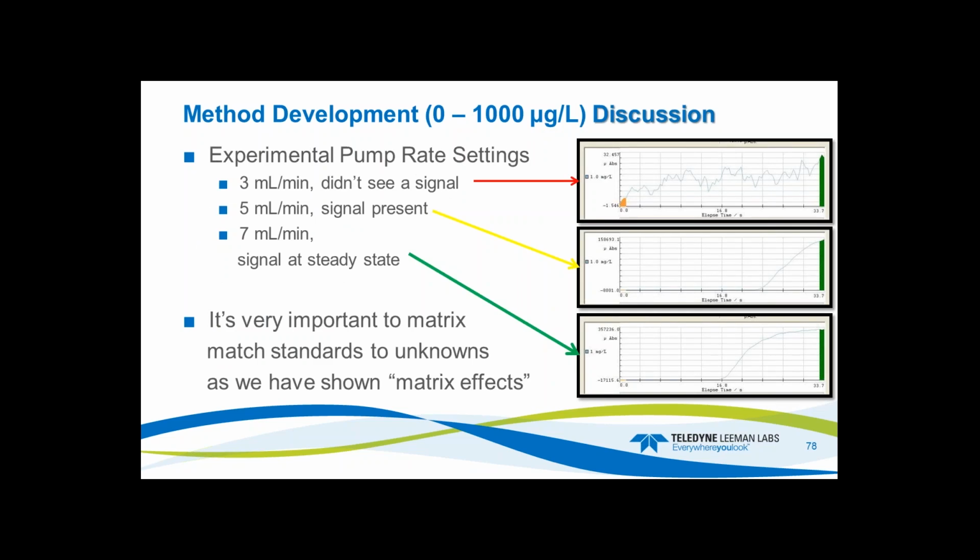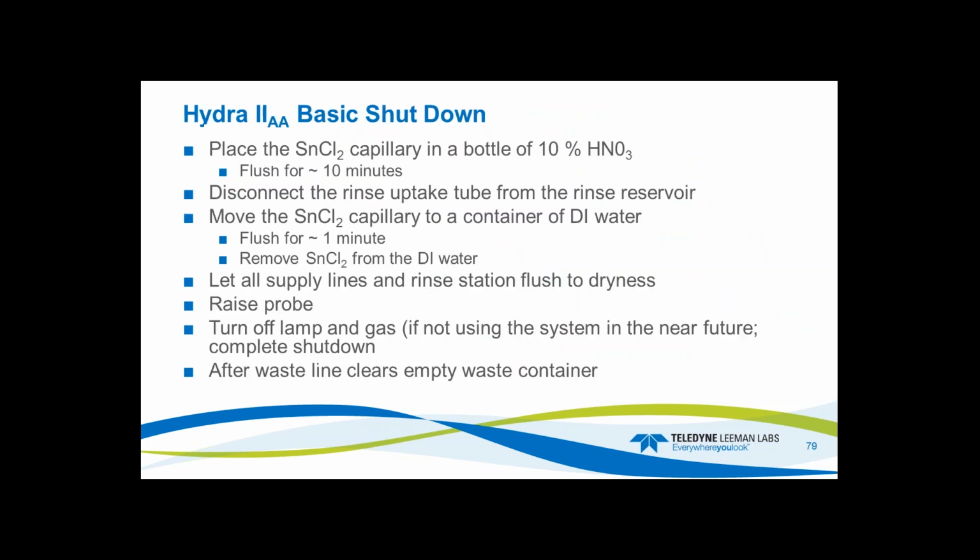So again, experimental settings. When I was doing this method, very quickly, I set it at 3 mils, 5 mils, and 7 mils. Over on the right, I didn't see a signal. I saw a signal, but it was still rising. But it wasn't that steady state. So the 7 mil per minute gave me a nice steady state with a nice flat plateau to read the sample. And again, matrix match.